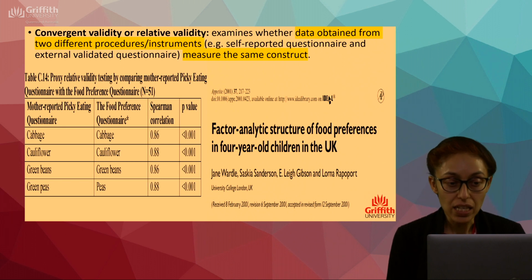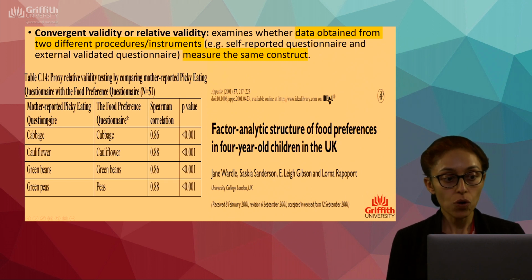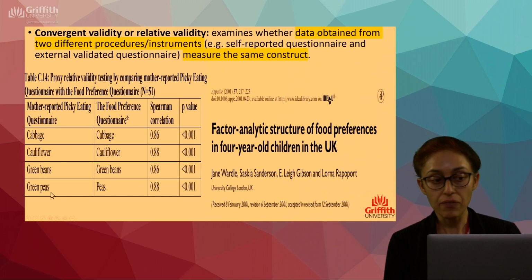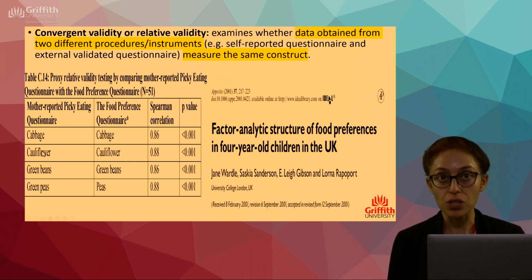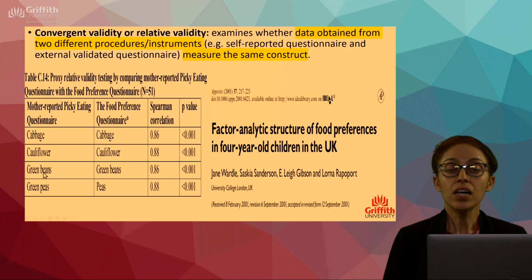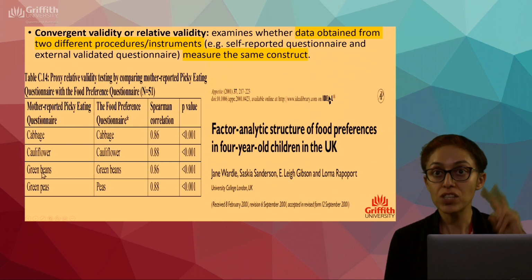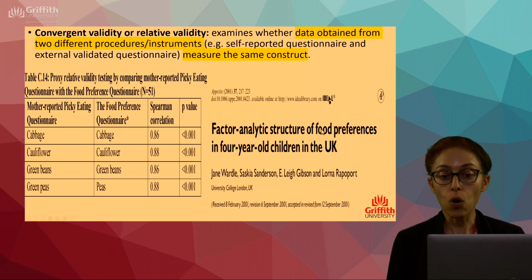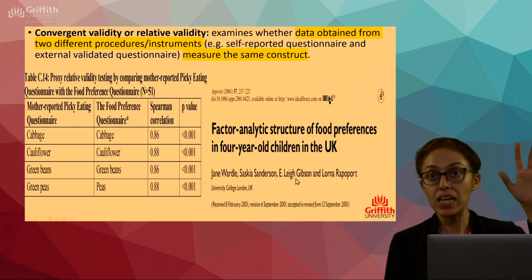So let me take my example. I developed my picky eating questionnaire, and as you know, my picky eating questionnaire had singular items such as cabbage and cauliflower and green beans and green peas, stuff like that. Okay, so this is my picky eating questionnaire, as you can see. Then I took an external questionnaire, which is my benchmark questionnaire, my reference questionnaire. This questionnaire is called the food preference questionnaire. This is the reference to it. So this is an external questionnaire. Somebody else in the United Kingdom has designed this questionnaire.